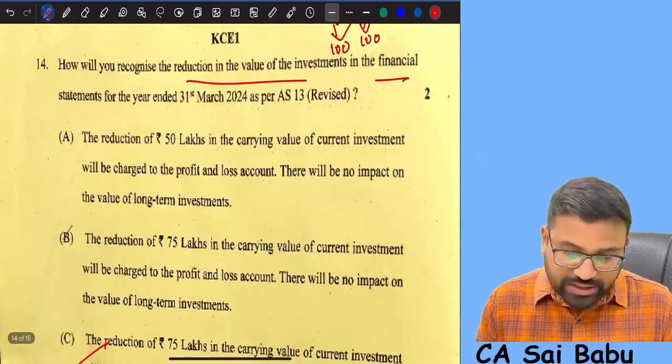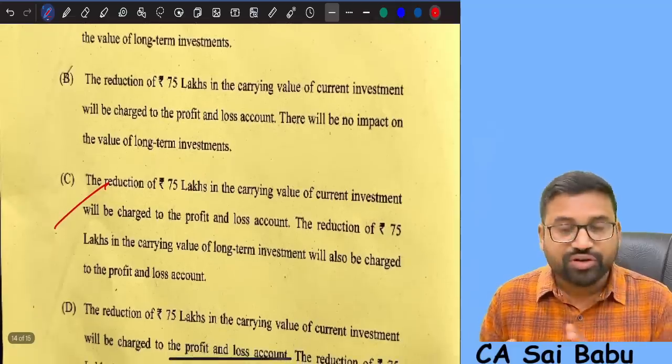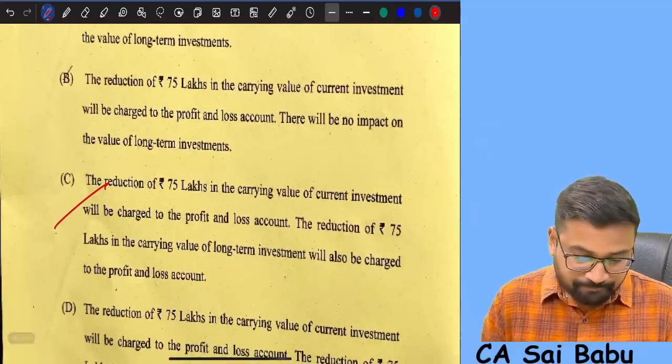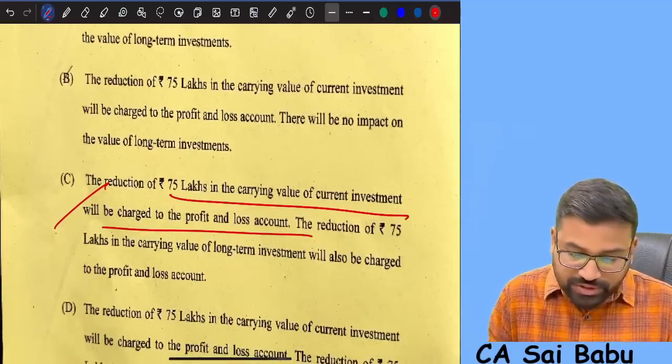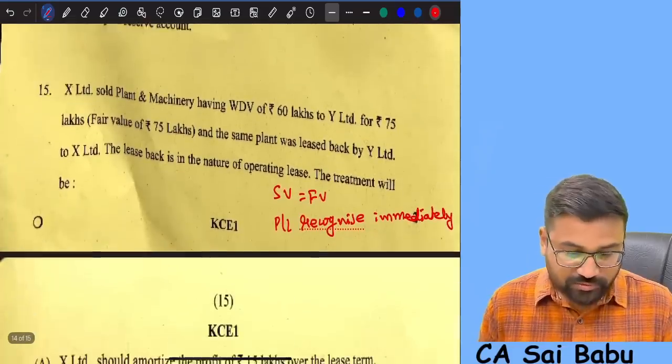So here what they are asking, at what value, how will you recognize the reduction? In both the cases, total 75 will be transferred to P&L account. See this, 75 lakhs will be charged to P&L. This reduction of 75 in case of long-term investments is also charged to P&L account.